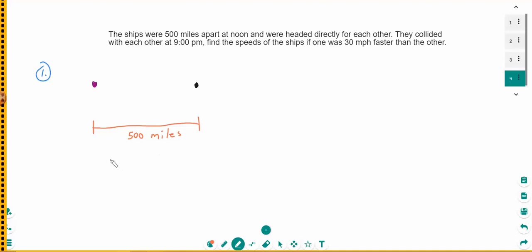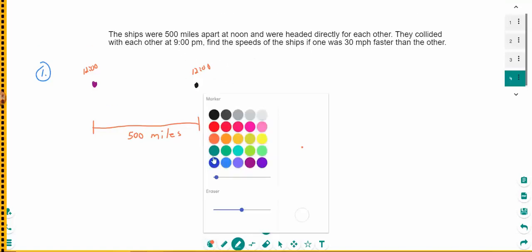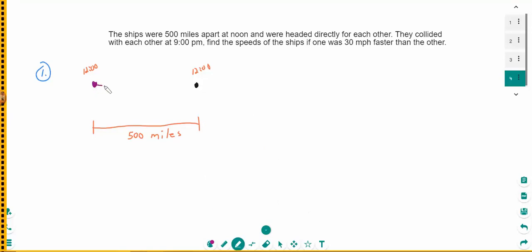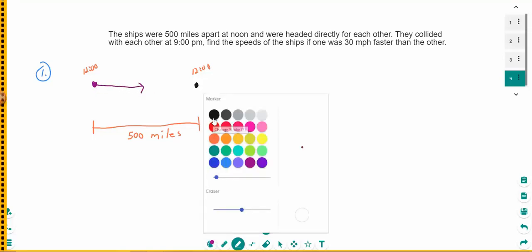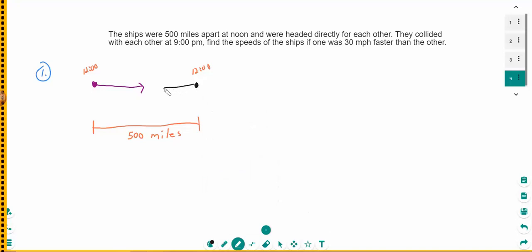All right, and this is the position at noon. So this is at 12 o'clock and 12 o'clock. Okay, so that's the first piece of information. And they're headed directly for each other, so that's interesting. So we've got this one going this direction towards the other one, and then the second ship going this direction towards this guy. So they're headed right for each other.